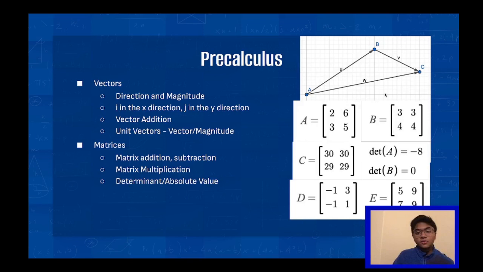That means I'm going to do 2 times 3 plus 6 times 4. So that's 6 plus 24, that's 30. So the top left spot is going to be 30. Then for the top right spot, I'm going to do, again, the top row of A times the right column of B. So again, 2 times 3 plus 6 times 4 is 30. So 30 is going to be the top right spot of the product.